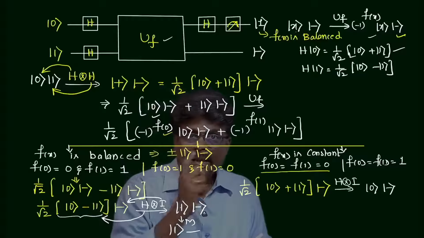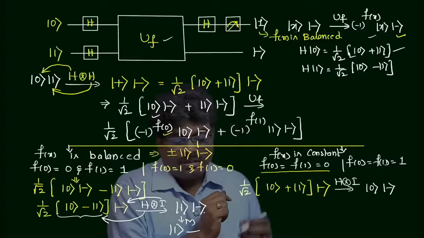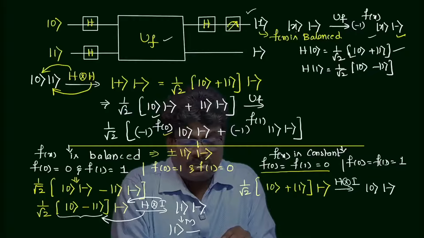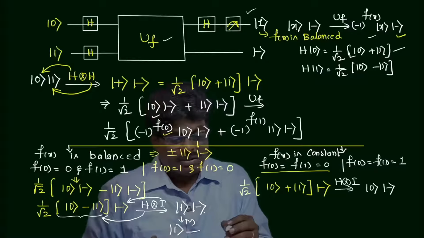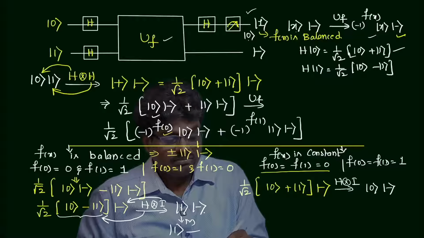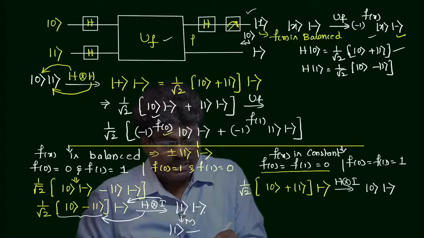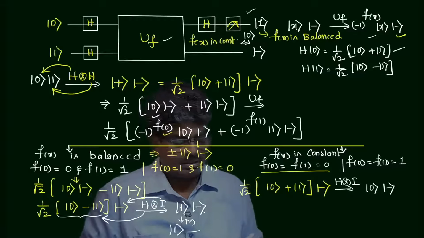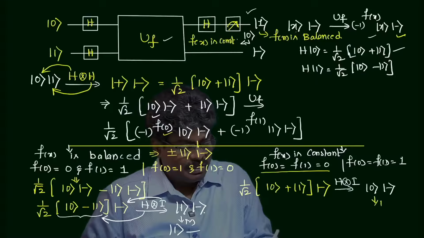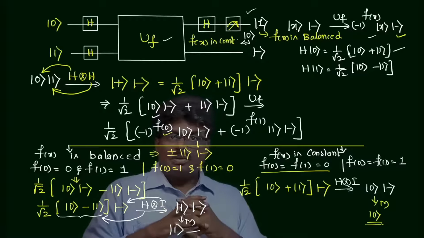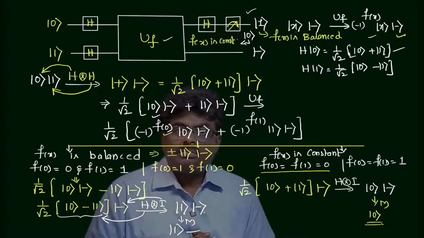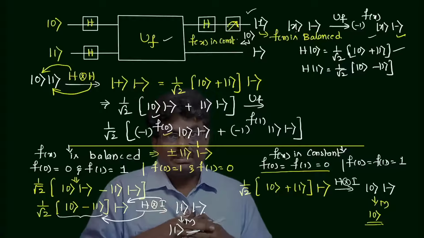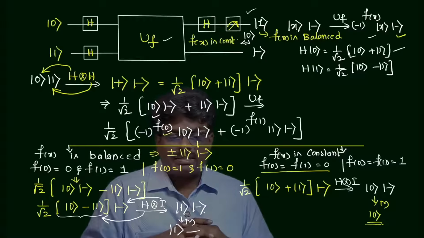If f of x is a constant, if you measure the first qubit here, you will get 0. So if you get 0, then f of x is constant. That's it. Okay, so once you make a measurement here, you'll get a 0. So this is the Deutsch algorithm, to find whether the given function is constant or balanced.